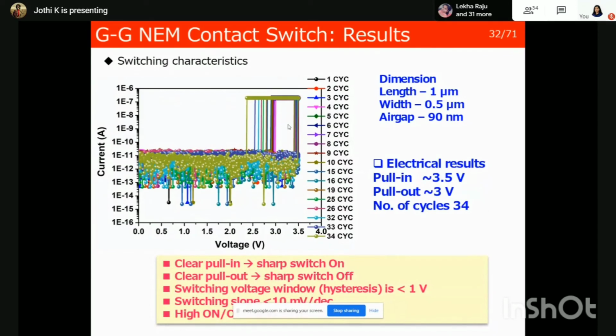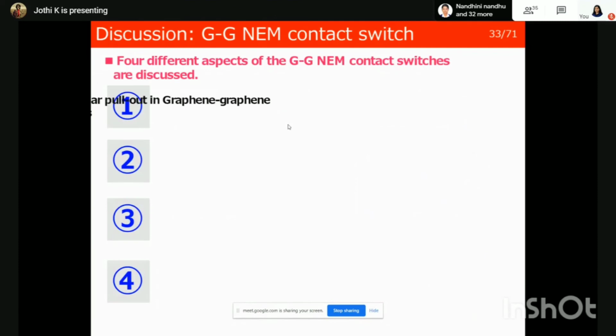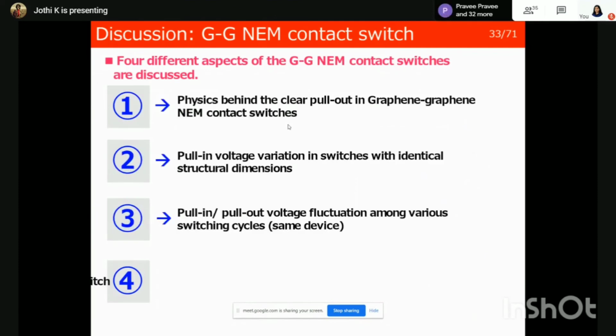So from this device we explained 4 very important things that you can understand. One is the physics behind the devices. Another is the pull-in voltage variation, and whether, if you reduce the gap, you are able to achieve sub 1 volt switching or not. These are some of the most interesting aspects of the switch that we have studied. We have also produced a device which works up to not less than 50 million switching cycles.